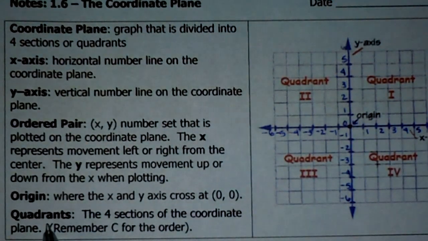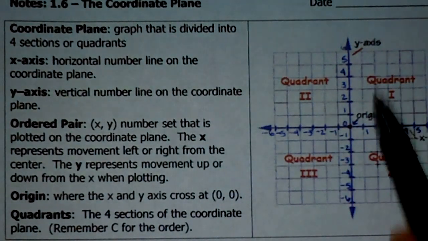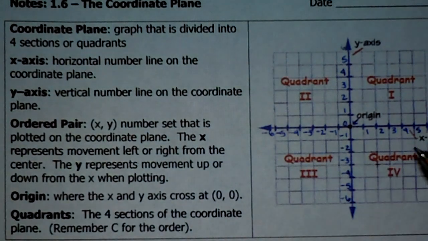Quadrants, we already said, those are the 4 sections of the coordinate plane. We have quadrant 1, quadrant 2, quadrant 3, and quadrant 4. And it goes in a counterclockwise order.